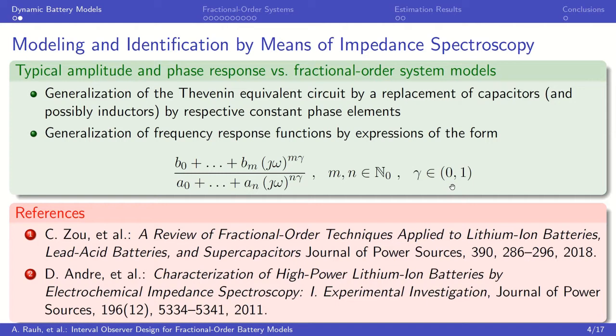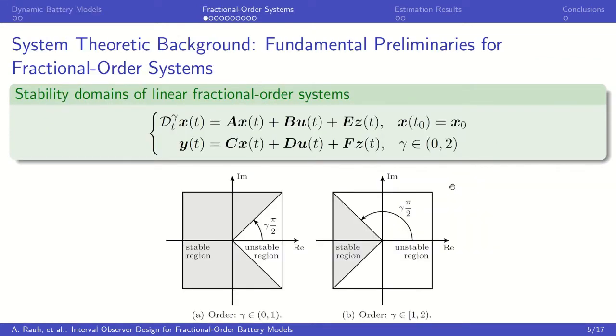Corresponding information is also cited in the list of references here on the slide, as well as in our proceedings paper. What are the typical characteristics of fractional order linear system models which are time invariant? They can be described by those corresponding linear fractional differential equations, where A, B, C, and D describe the system matrix, the input matrix, and the output and feed-through matrix, and E times Z and F times Z represent the corresponding influence of external disturbances. Initial conditions are given here at the point t0.